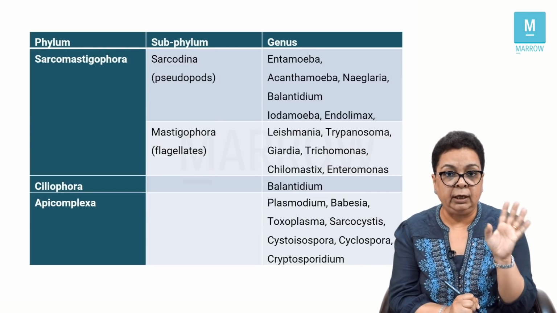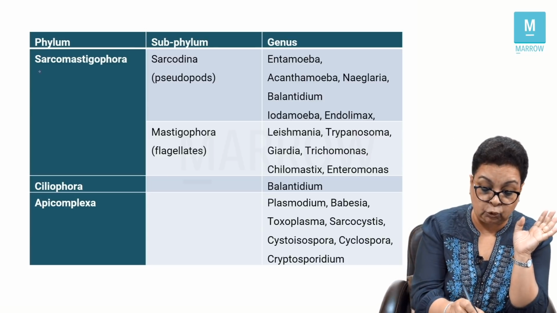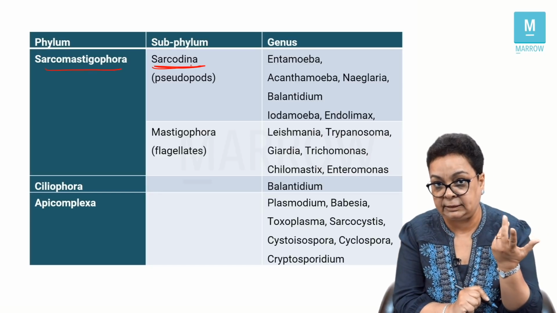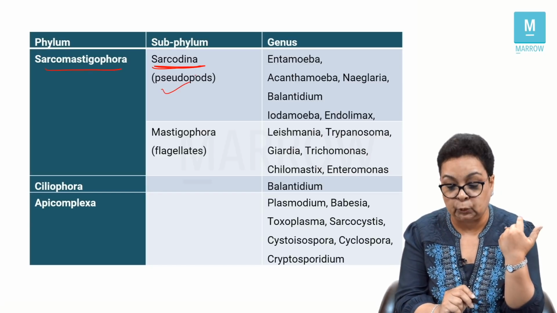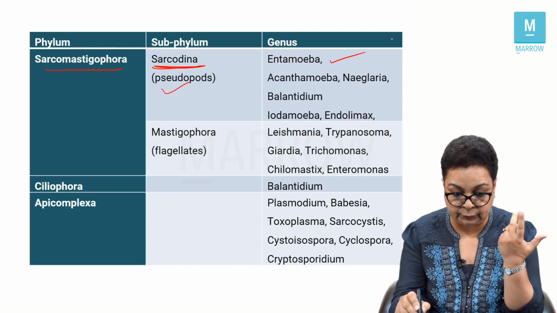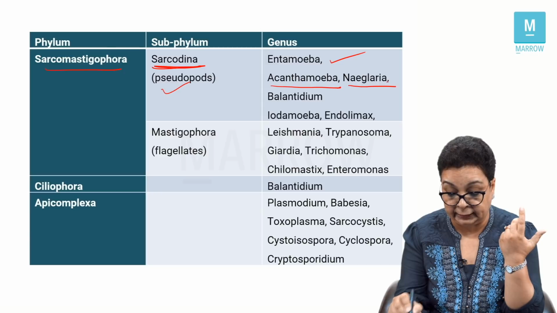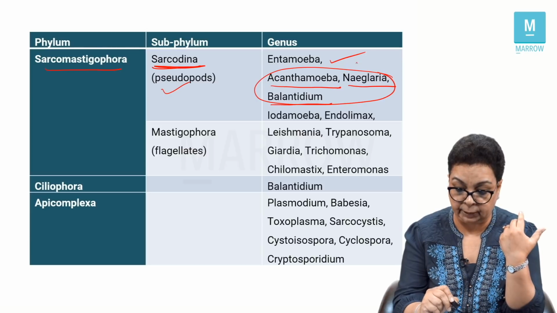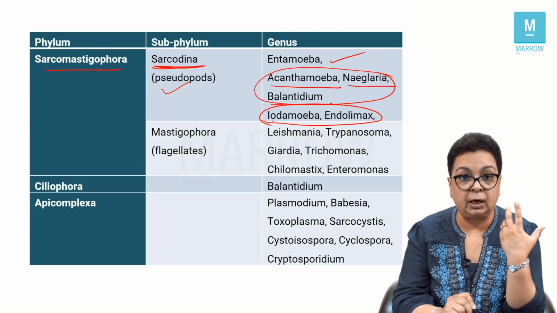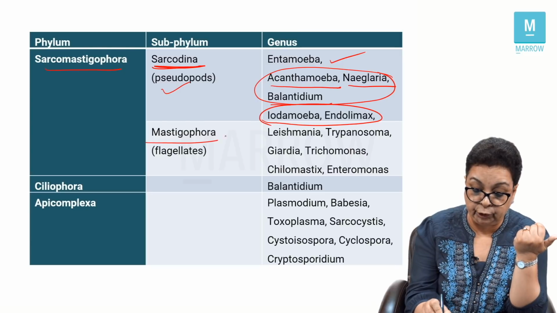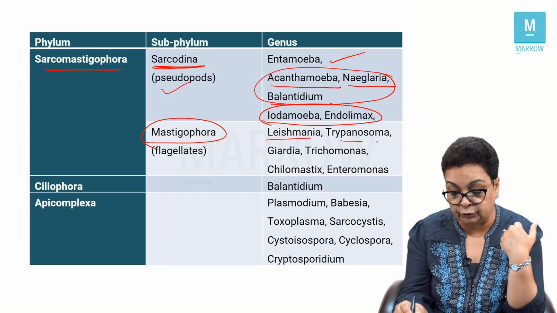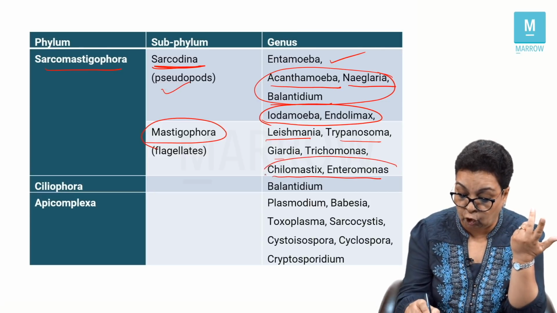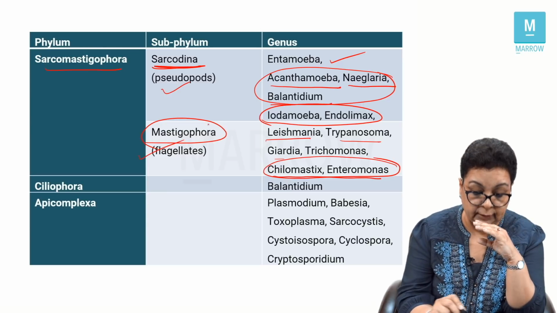So these are the 3 phyla of the protozoa. Sarcomastigophora, which contains the subphylum Sarcodina and the subphylum Mastigophora. Sarcodina are the pseudopods, which contain Entamoeba histolytica, Acanthamoeba, Naegleria, and Balamuthia. These 3, what are they? Free-living amoebae. Then the non-pathogenic ones are Iodamoeba and Endolimax. Moving on to the flagellates: Leishmania, Trypanosomes, Giardia, Trichomonas, Chilomastix, Enteromonas. These are the non-pathogenic ones. These are all motile by flagellae.